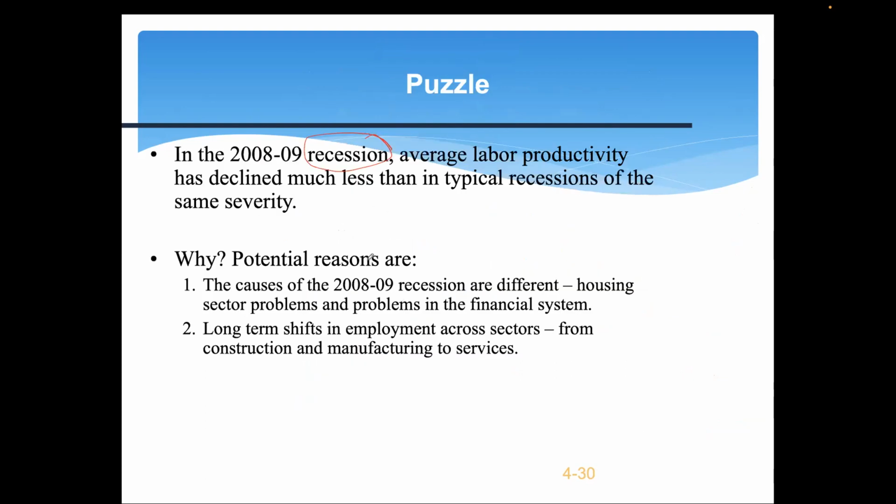Economists scratched their heads and found two possible reasons. Reason number one, the cause of the recession is different. It's largely because of the housing sector problem and the problems in the financial system. Hence, it has very little to do with the workers' productivity.